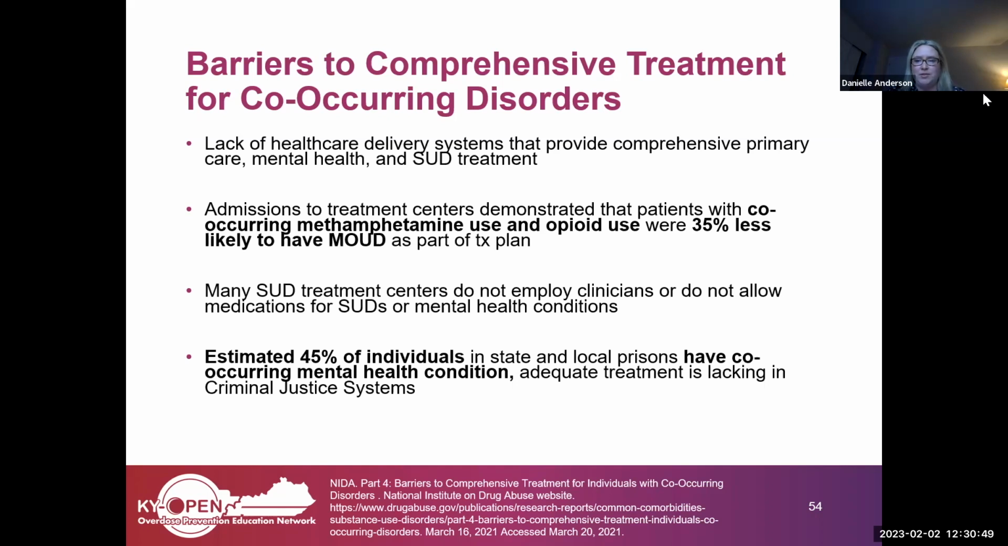Admissions to treatment centers demonstrated that patients with co-occurring methamphetamine use and opioid use, so both, were 35% less likely to have MOUD as part of their treatment plan. We also know many substance use disorder treatment centers do not employ clinicians or do not allow medication for substance use disorders or mental health conditions. And an estimated 45% of individuals in state and local prisons have co-occurring mental health conditions, and adequate treatment is lacking for mental health and substance use disorder in the criminal justice systems.